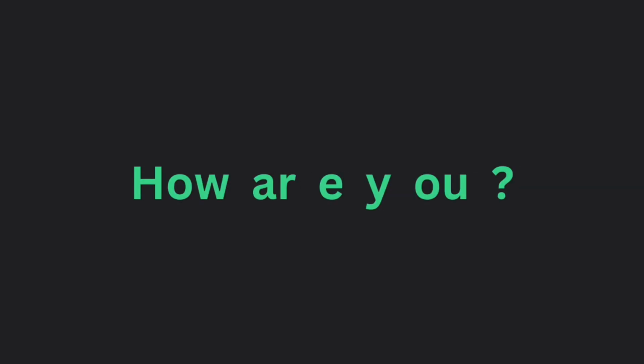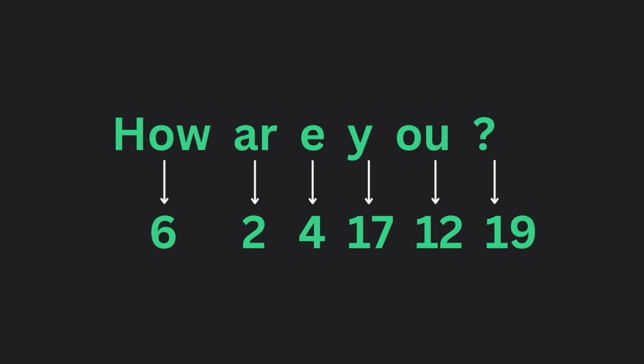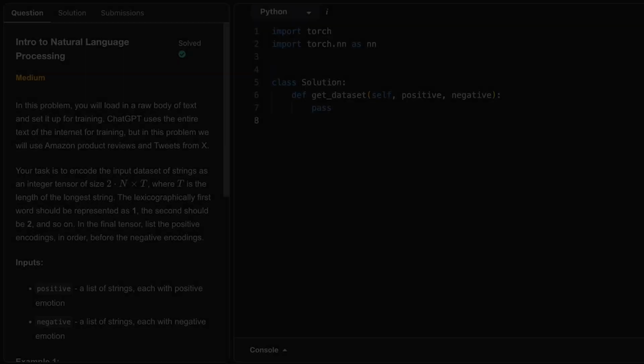This process of splitting up a body of text into words, characters, or some combination of the two, and then mapping each token to an integer is called tokenization. Let's get into the problem.